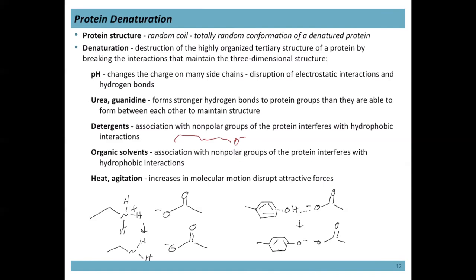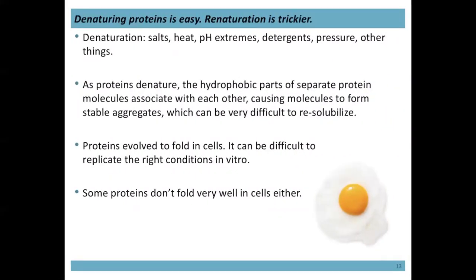We talked about it earlier, but exposing proteins to the air-water interface will cause them to denature. So salts, heat, pH extremes, detergents, pressure, or other things will all denature. And again, as the protein denatures, the hydrophobic parts come out and they start to be exposed. They don't want to be exposed to water, so they start to interact with other hydrophobic parts of other proteins and aggregate together. And when you get these stable aggregates, they can be very difficult to resolubilize. So it's really hard to take a denatured egg and renature those proteins, turn them back into an egg white.